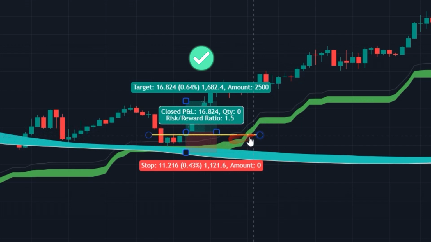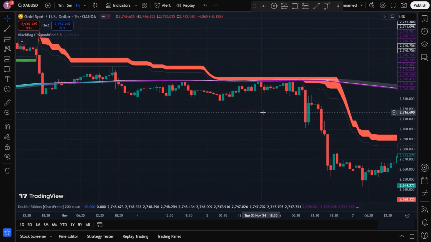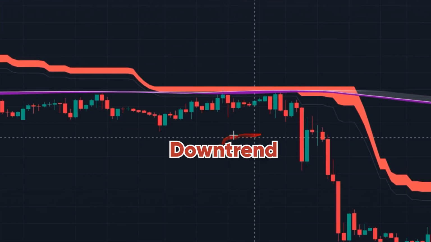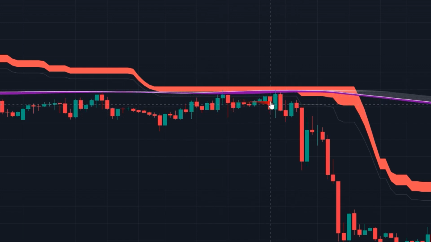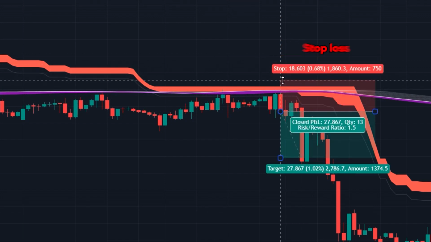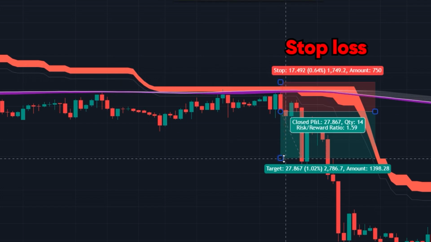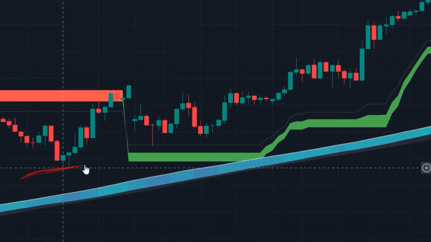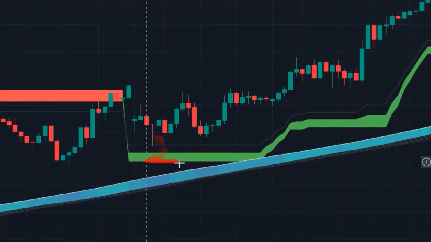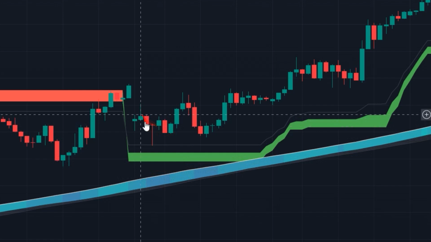Now let's review another example together. Like here, where there is a downtrend, we can open a sell trade. Or here, where the trend is upward, and we can open a buy trade.